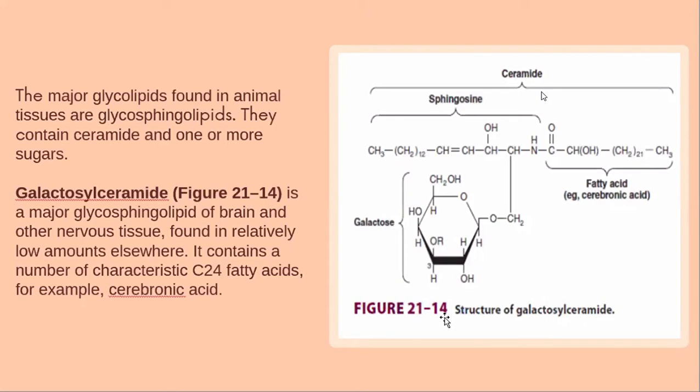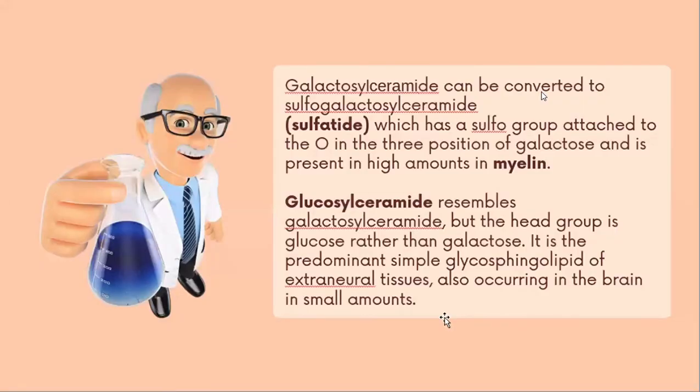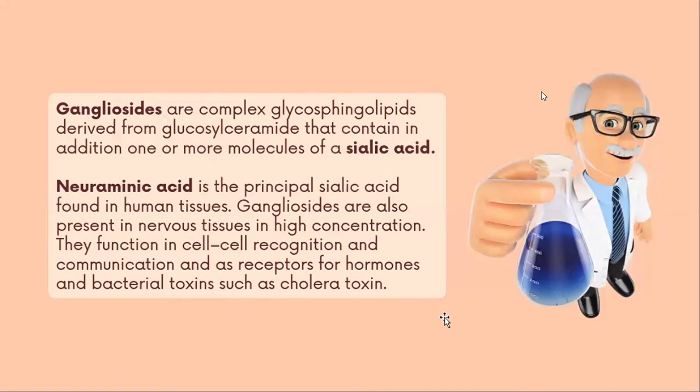It contains a number of characteristics like your C24, carbon 24, fatty acid, for example, the cerebronic acid. Galactosylceramide can be converted to sulfogalactosylceramide or your sulfatide, which has a sulfur group attached to the O in the 3 position of galactose and is present in high amounts in the myelin. Glucosylceramide resembles galactosylceramide, but the head group is glucose rather than galactose. It is the predominant simple glycosphingolipid of extraneural tissues, also occurring in the brain in small amounts.